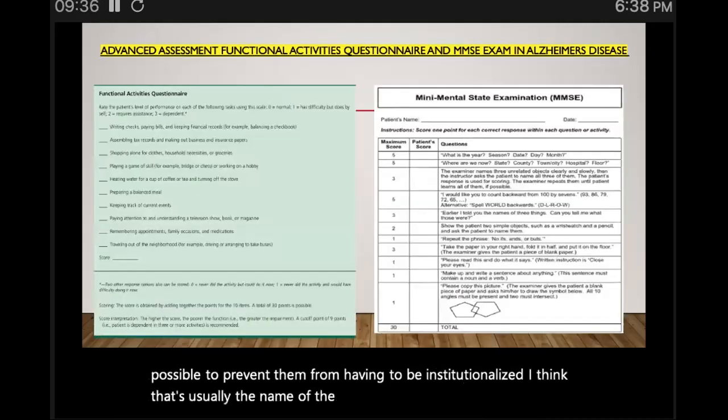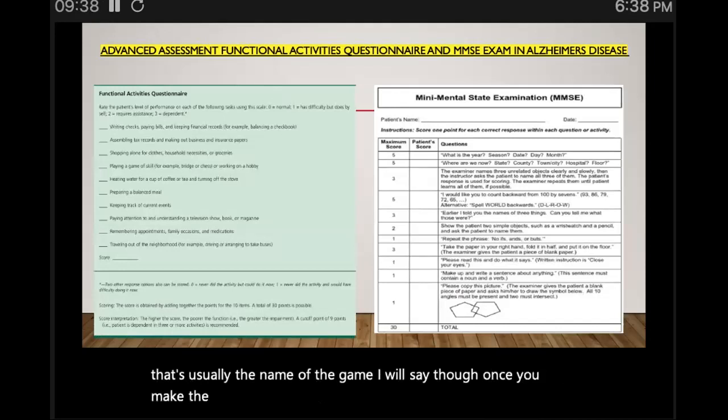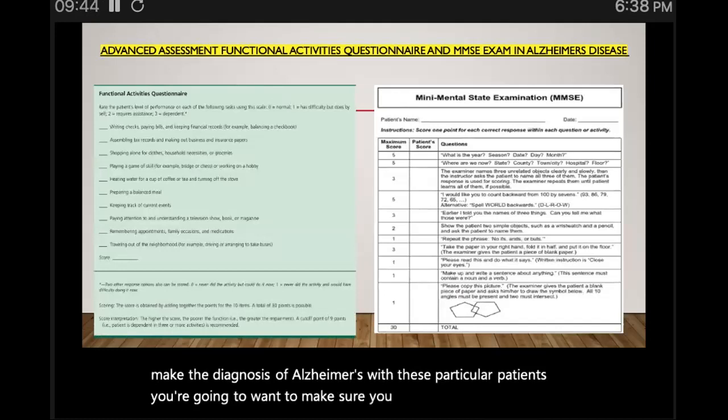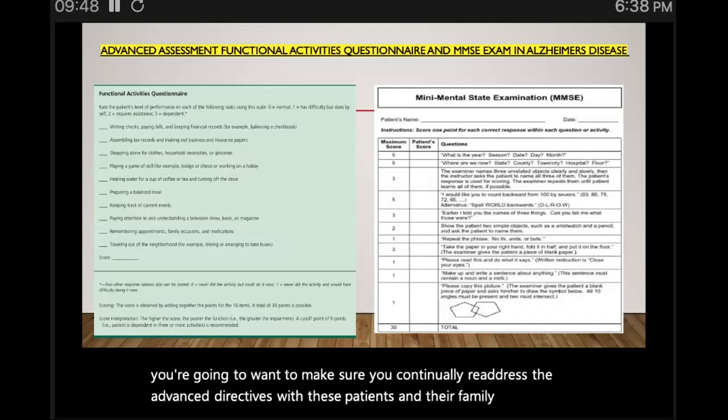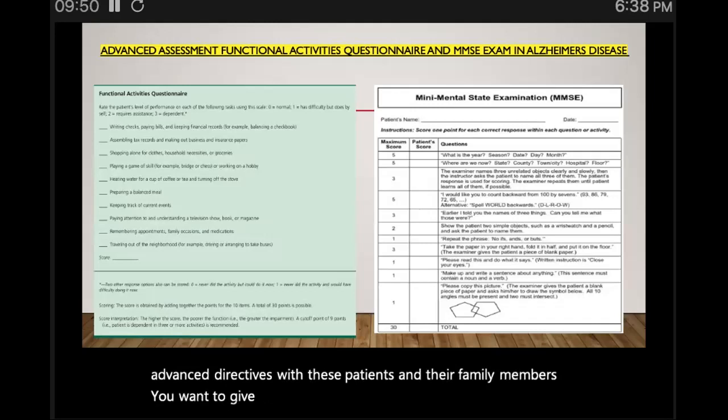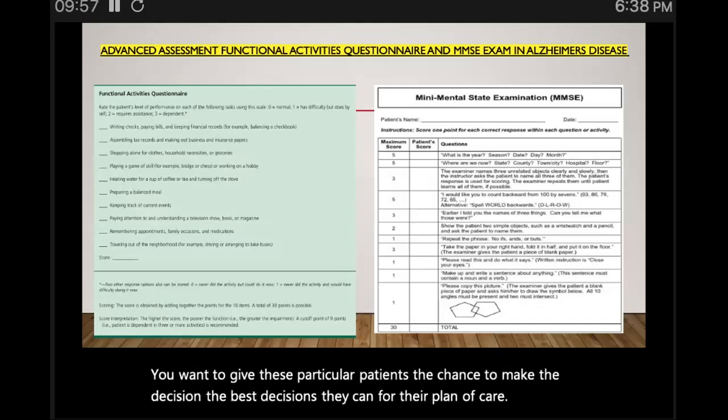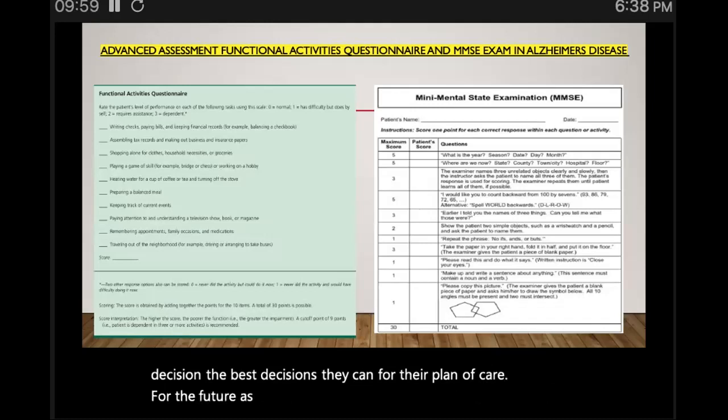I will say, though, once you make the diagnosis of Alzheimer's with these particular patients, you're going to want to make sure you continually readdress the advanced directives with these patients and their family members. You want to give these particular patients the chance to make the best decisions they can for their plan of care for the future as soon as possible, and while they're as lucid as possible.